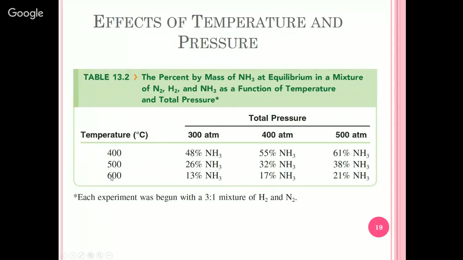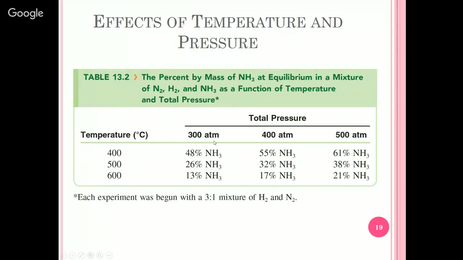As we increase the temperature, we notice that now we only have 13%, 17%, and 21% ammonia. So if I start off with 48% ammonia at a lower temperature and now I have 13% ammonia at a higher temperature, this tells me that this reaction is exothermic, because at the higher temperature I have less products.